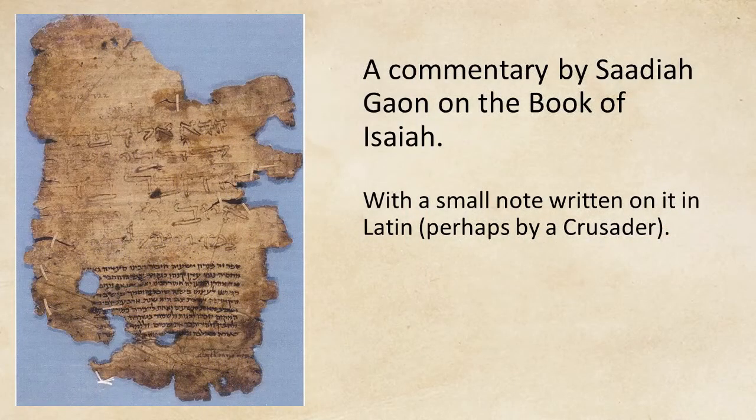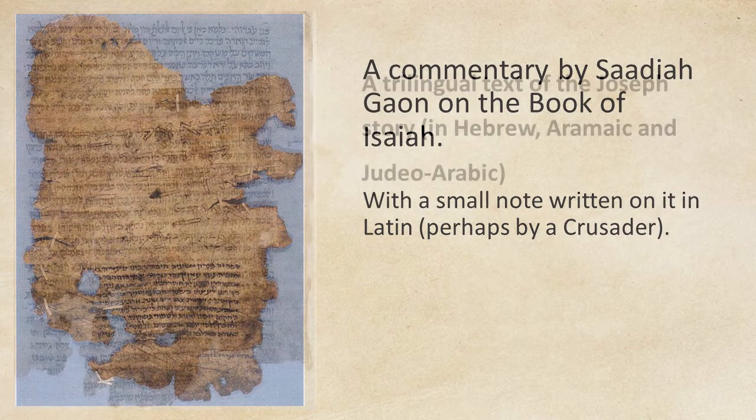Yes, Rachel. This is a commentary by Saadia Gaon on the book of Isaiah with a small note written on it in Latin, perhaps by a crusader. So also interesting that you have a note in Latin. It means it was in the hands of a crusader once. Maybe it was valuable. Maybe he captured it and then sold it, and then eventually, yeah.